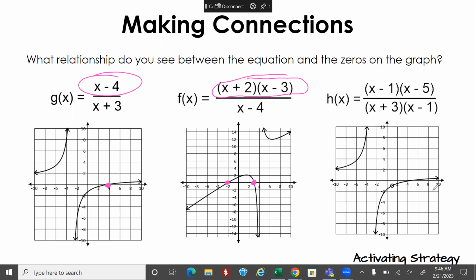All right, next one. Where does it cross the x-axis? At 5, right? Now, one thing that you would notice up here at the equation is that these two would cancel, and we're left over with x minus 5 in the top. So where do x-intercepts come from in our equation? The top. Okay, so x-intercepts come from the top in the equation.